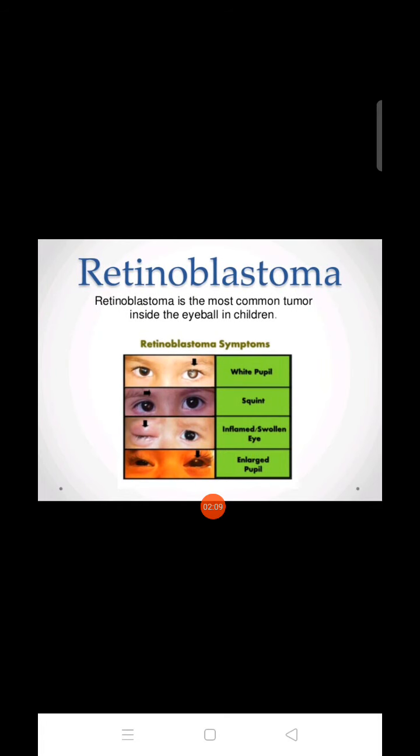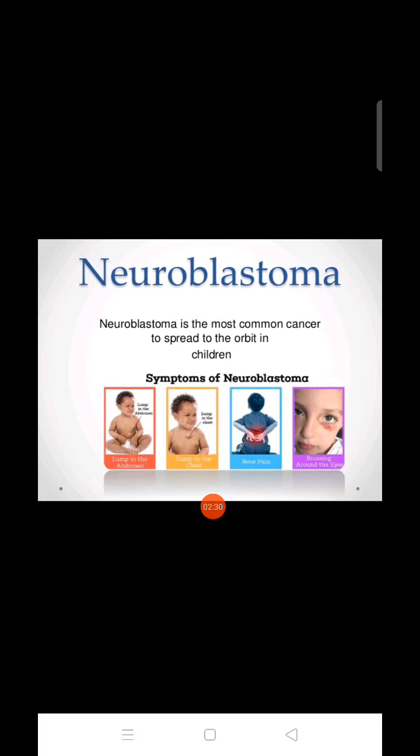Next one is retinoblastoma. Retinoblastoma is the most common tumor inside the eyeball in children. It will cause a white pupil, squint, an inflamed swollen eye and an enlarged pupil. That is retinoblastoma.